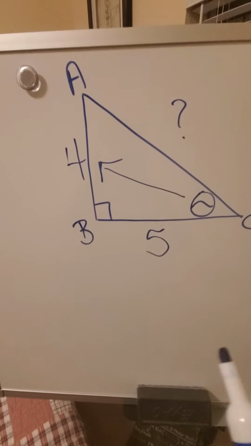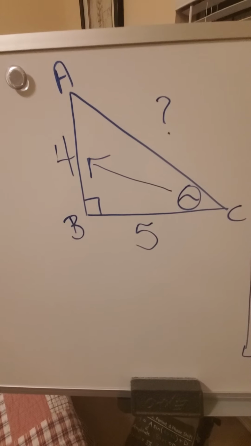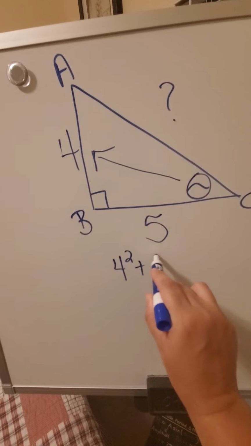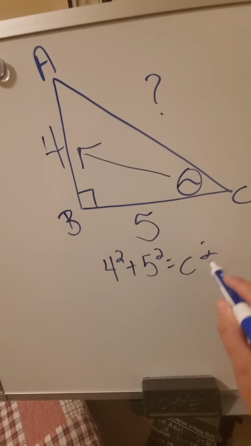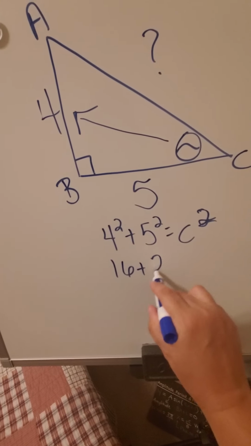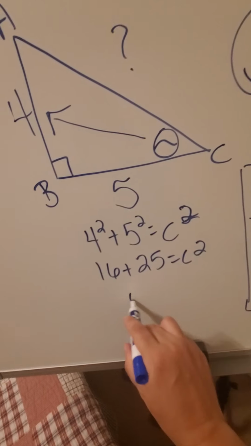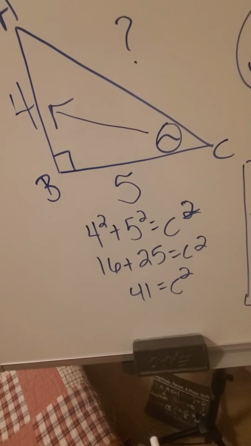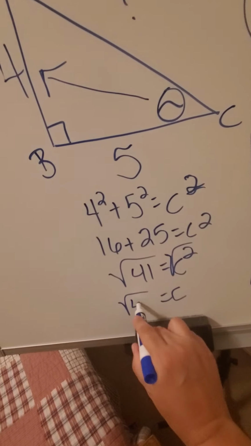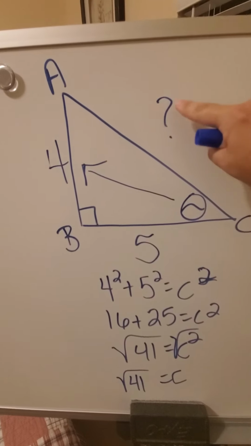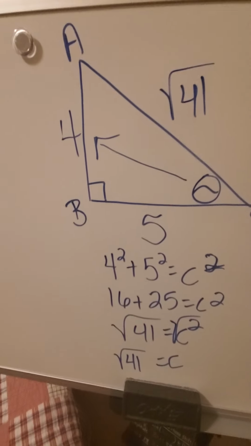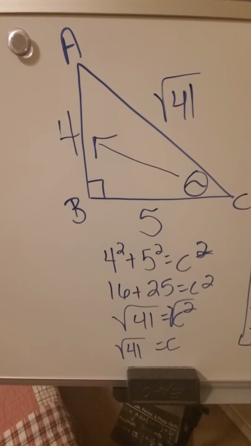So remember, if I have two sides of a right triangle, I can find the third by using the Pythagorean theorem. So I'm going to say 4 squared plus 5 squared equals I don't know squared. Okay, 4 squared is 16, 5 squared is 25. And so I add those together, that's 41 equals c squared. Then I can square root both sides. So c would equal the square root of 41. So I come up here, and instead of a question mark, I'd say the square root of 41.